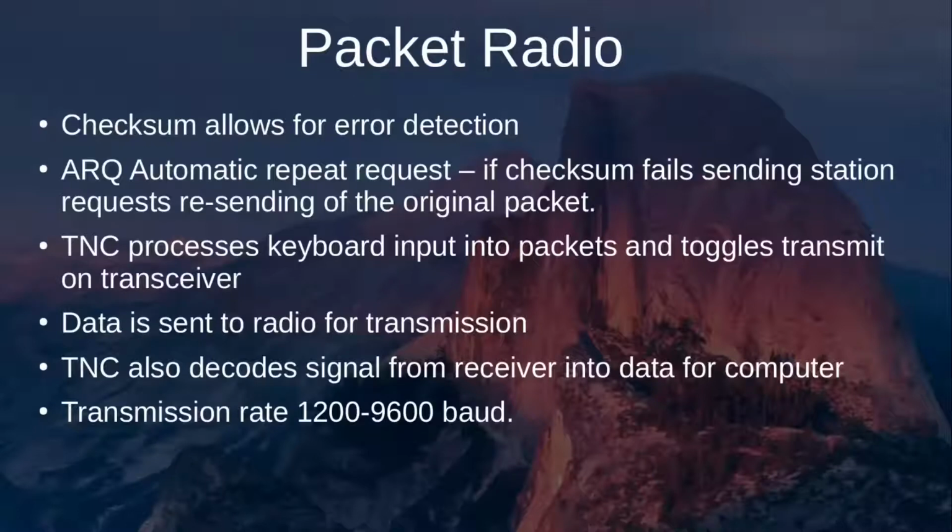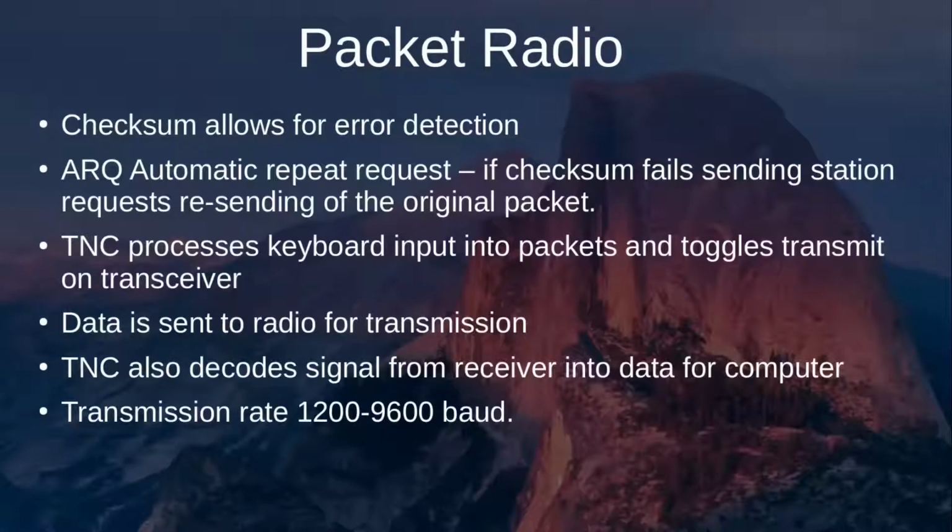The TNC processes the keyboard input into packets and toggles transmit on the transceiver. So when you type a message, it will go from your computer to the TNC. The TNC will convert that information into packets and then tell your radio, okay, it's time to transmit, and your radio will transmit that packet of information through the airwaves to your friend's radio, which will receive the packet of information, send it to their terminal node controller, which will decode the signal from the receiver into data that's human readable for your computer screen.